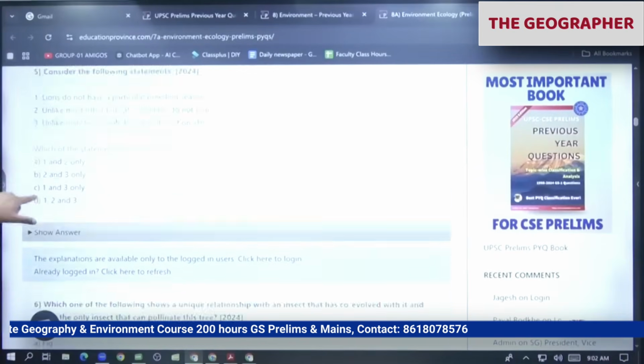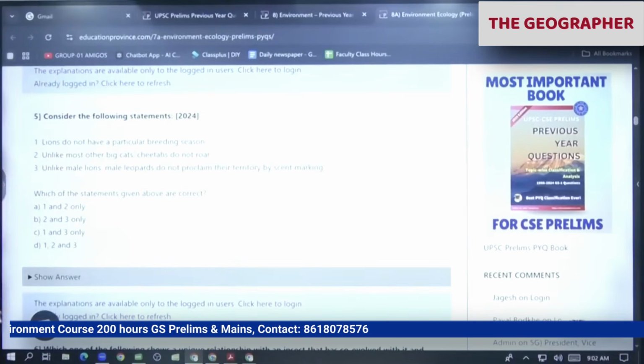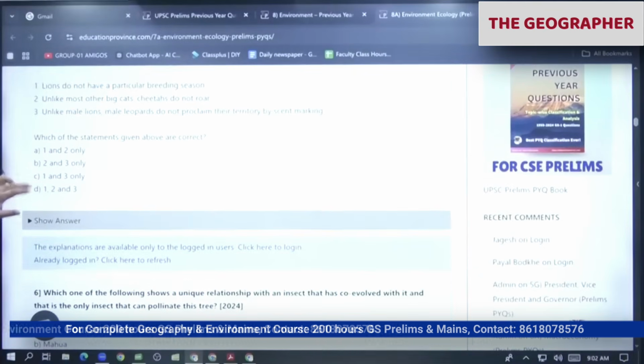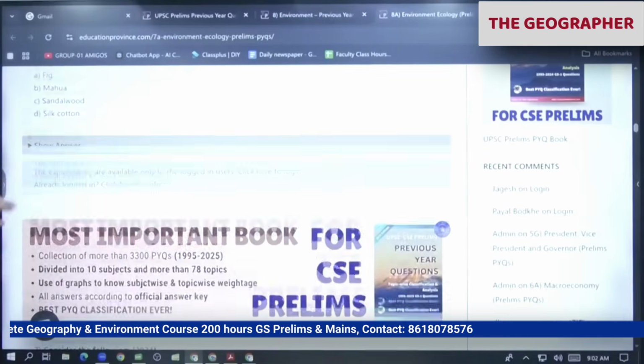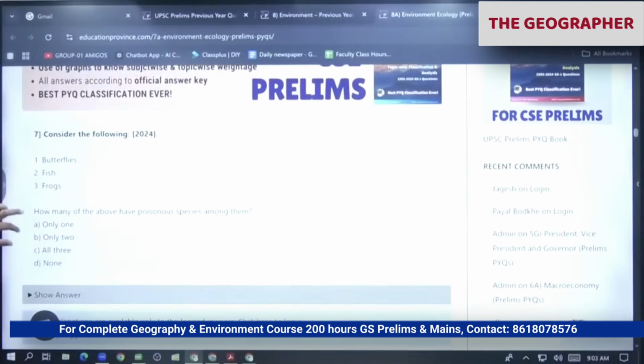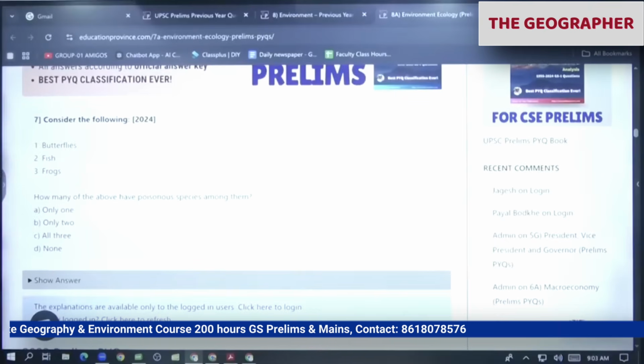See, lions do not have a particular breeding season and all. They are talking about behavioral and environmental ecology depth. They are asking: butterflies, fish, frogs. How many of the above have poisonous species among them? Now you already have gone through the questions.